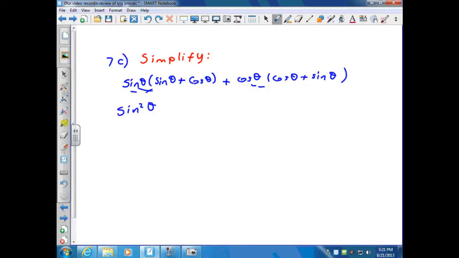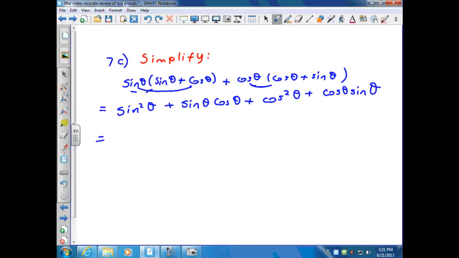Then we have sine times cosine, plus, now distribute the cosine. You have cosine times cosine, which is cosine squared theta, plus cosine times sine. And all we need to do now is simplify this a bit.